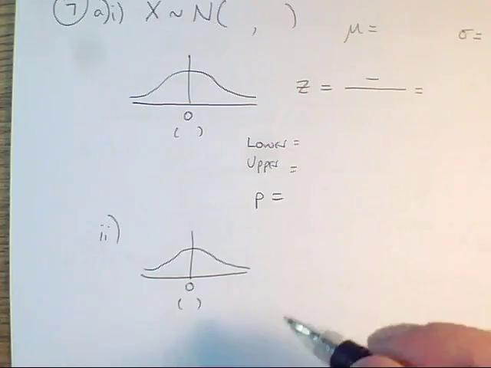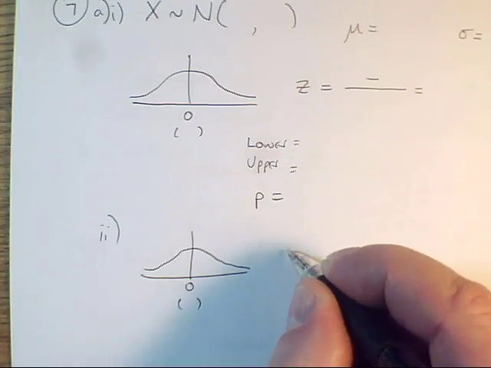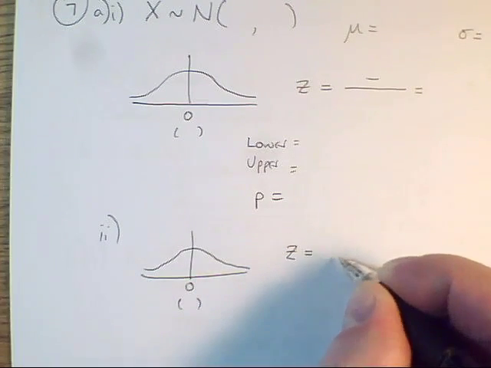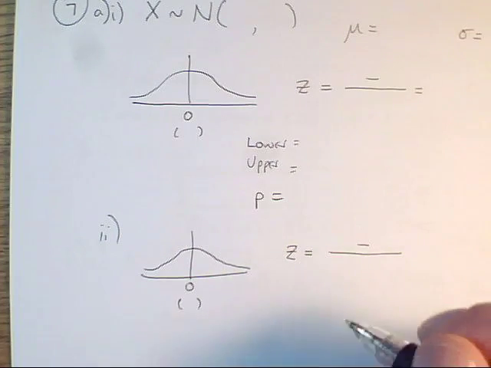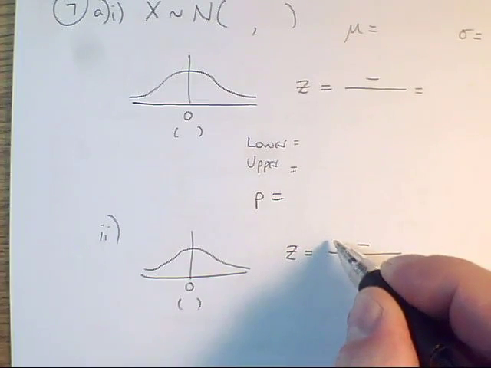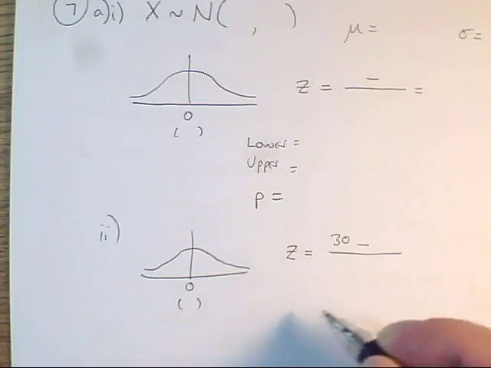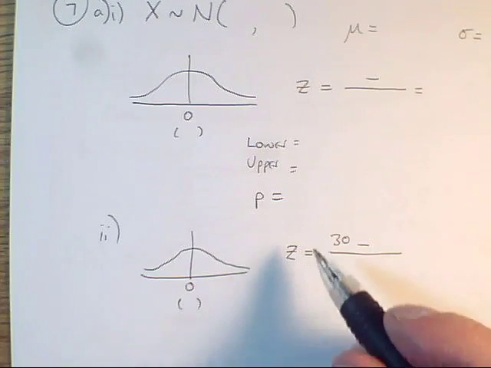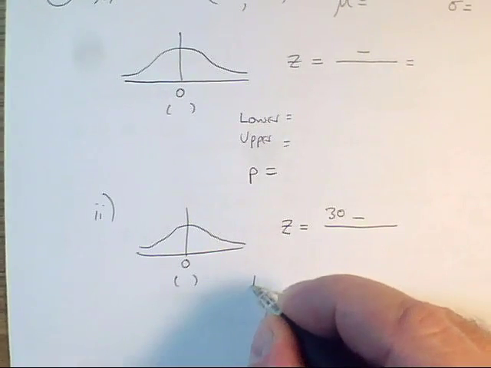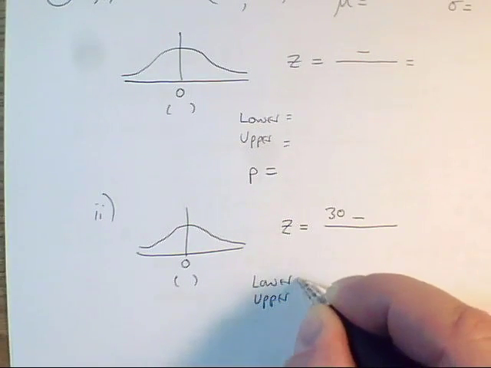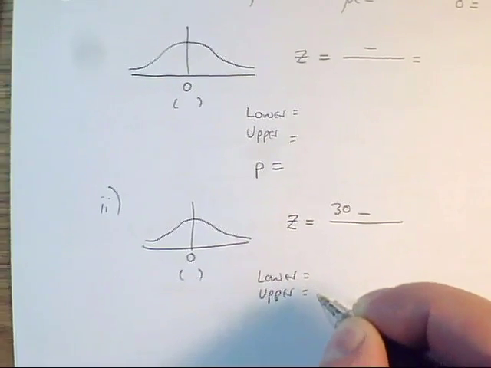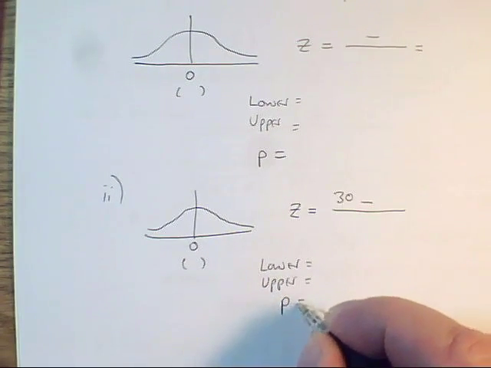You need 2 Z values. One of them we've already got. So just get the other Z value for 30. So this time, your value of standardizing is going to be 30. All right, get a second Z value. And once again, you're going to get a lower, and you're going to get an upper. And this time, you're not going to need to use any 9999s, I don't think. And you're going to get a value of P.